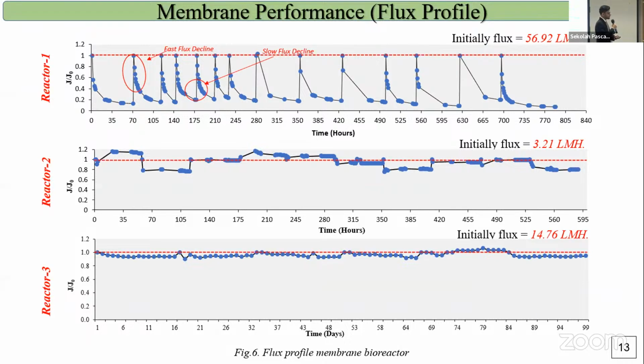Next, with the very low flux of around 3.21 LMH, we could see that there is very little deflection from the median point, around 1, of the flux profile. There is a very stable flux throughout the operational period in reactor 2nd, as well as reactor 3rd, which was operated at the median flux of around 14.76 LMH. We again achieve a very high permeate without any significant fouling on the membrane. So we could say that a very high initial flux could influence the accumulation of foulant on the membrane surface and clog the pores, causing biofouling.